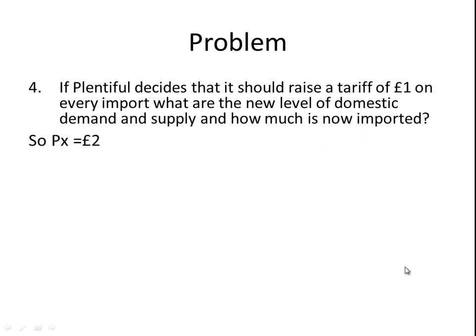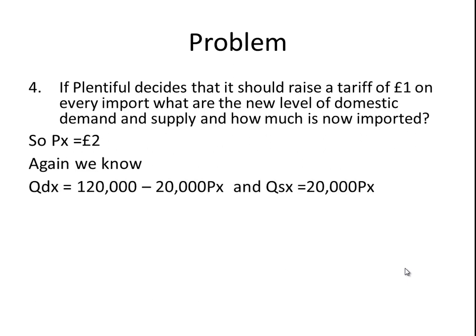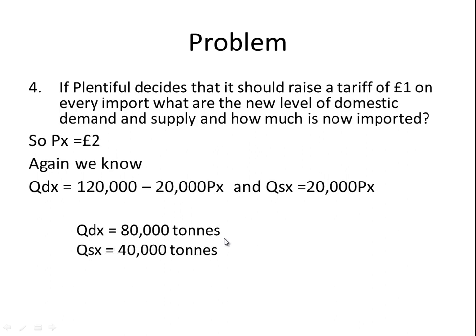Well, what we know now is that the price has gone up from £1 to £2 because of the tariff on imports. And we know what the demand curve is, and we know what the supply curve is. So when we put, for example, the £2 into the demand equation, QDX is 120,000 minus 20,000 times 2, which is 40,000. That leaves us with QDX equal to 80,000 tons.